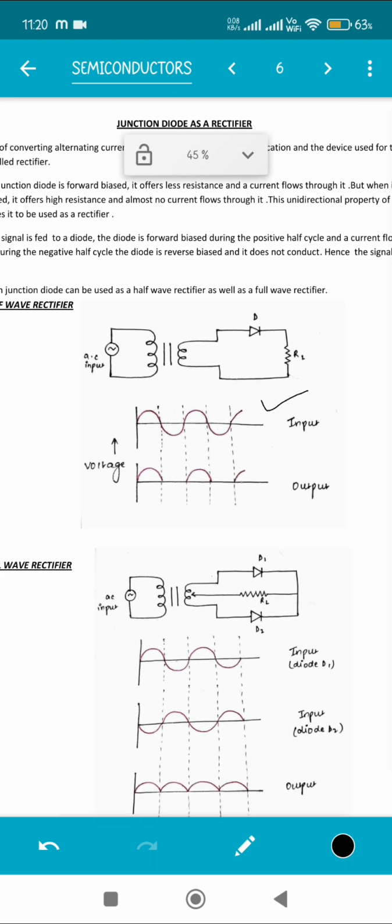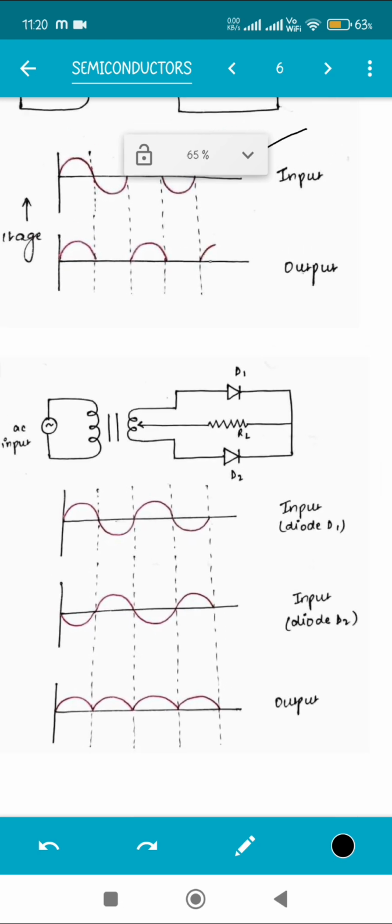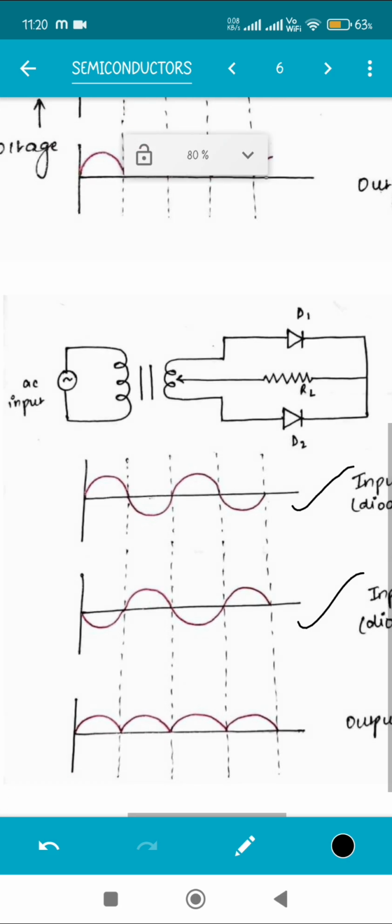Now similarly, how will it behave like a full wave rectifier? We are converting the full wave into DC. That means we need two diodes in this case. So as you can see, there is diode 1 and diode 2, D1 and D2. The input of diode 1 is in this manner, and the input of diode 2 is in the opposite manner. So when one of them is forward biased, the other will be reverse biased, and when the other one is reverse biased, the former one will be forward biased. So in this manner, only the positive peaks are shown.